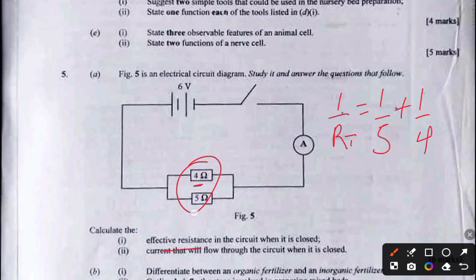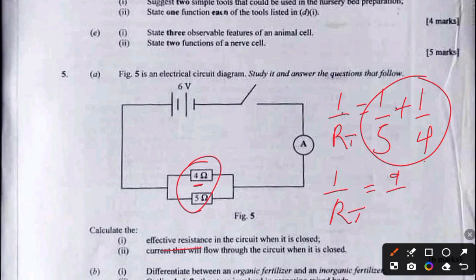So the individual resistances will be below. When you do your calculation, 1 over 5 plus 1 over 4, you're going to have 9 over 20. When you make RT the subject, it's going to be 20 over 9. So 20 over 9 is going to give you 2.22 ohms.